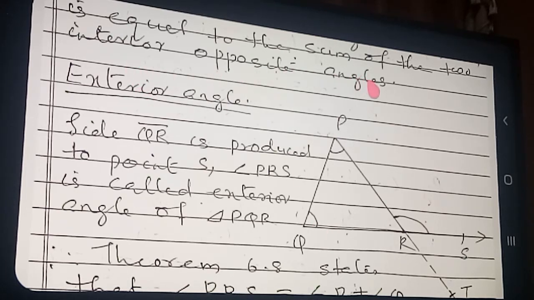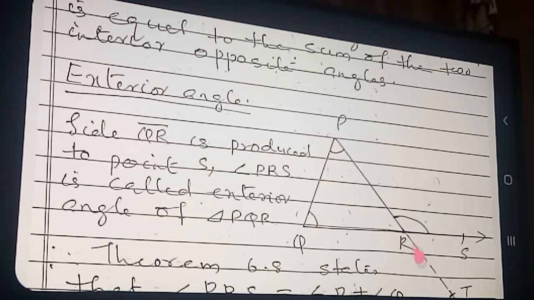Therefore, angle P and angle Q, what are we calling them? Interior opposite angles. Okay. Suppose you extend the side in this other way, and you get the exterior angle here. Then what will we say? We will say angle Q and angle R are the interior opposite angles. Clear? So, with respect to angle PRS, which are the interior opposite angles? Angle P and angle Q. Okay. Got it clear, all of you?